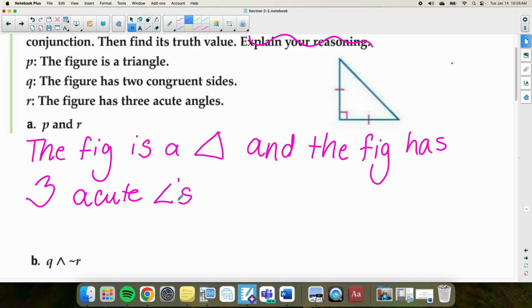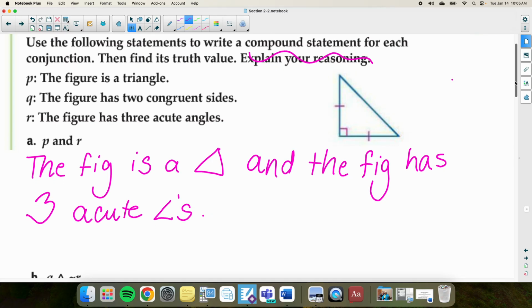Okay? So there's my statement. Now, what I have left is I have to determine if that's true or not. Something I usually do right at the beginning that I didn't for this one is I usually do P, Q, and R and look at whether they're true or false.